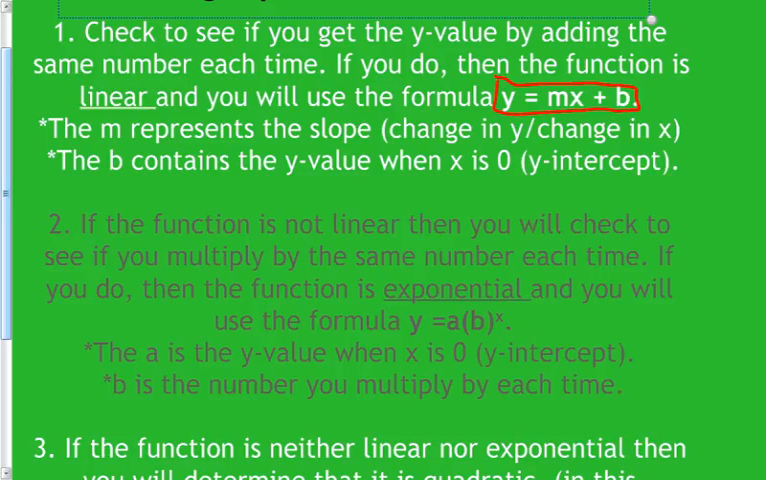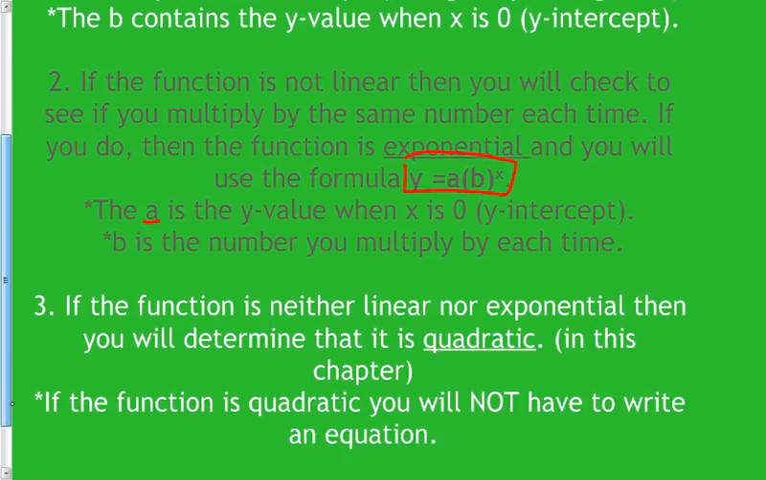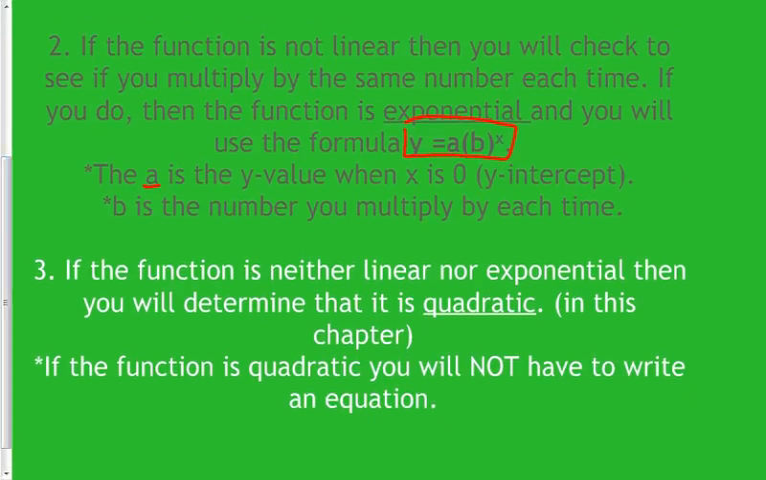Recap for exponential. If the function is not linear, then you can check to see if you multiply by the same number each time. If you do, then the function is exponential, and you'll use the formula y equals a times b raised to the x power. The a is actually the y value when x is 0. Again, that's the y-intercept. The b is the number you multiply each time, so that would be your common ratio. And then finally, if the function is neither linear nor exponential, then you will determine that it's quadratic in this chapter. Okay, we've talked about that. If the function is quadratic, you will never be asked to write the equation for it.